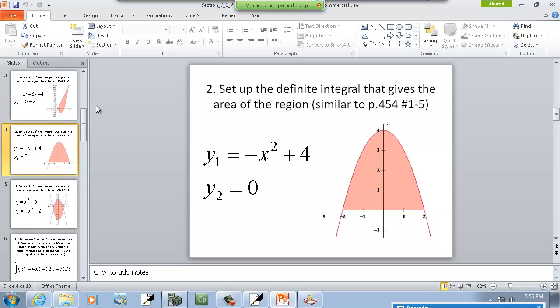Okay, let's do the setup on this one. Now, notice how this is in terms of x's, and looks like it goes from negative 2 to 2. So it's perfect form for type 1. We got our graph that's above, and y2 equals 0. That's this line right here. It doesn't really show it, but that's the x-axis.